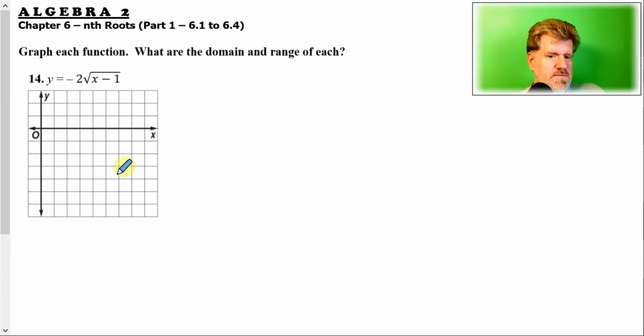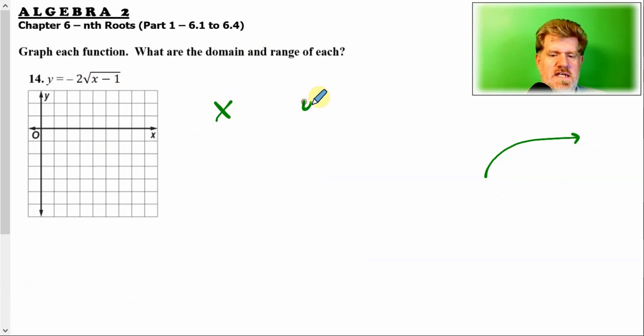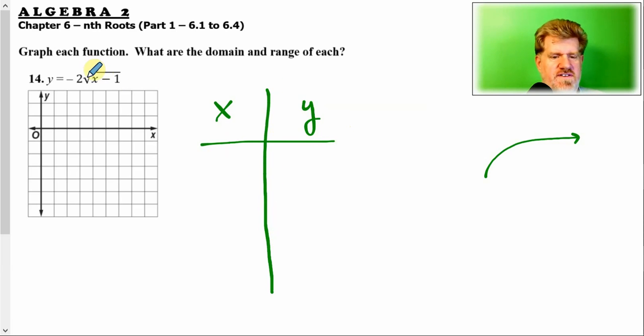Let's keep going. It's going to be a square root function, so it's going to have this shape. But the thing is, it's a negative, so it's going to be flipped upside down. But that's all right. Let's take some points. Now in this case, 0 won't be nice. In fact, it'll actually be impossible, because 0 minus 1 is a negative number.